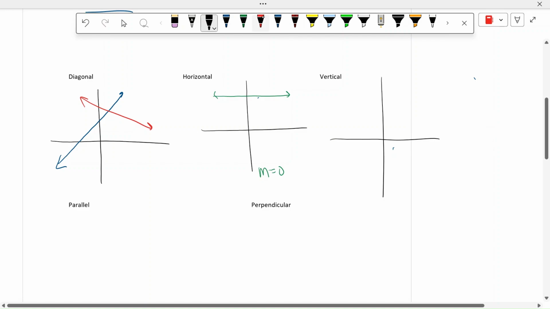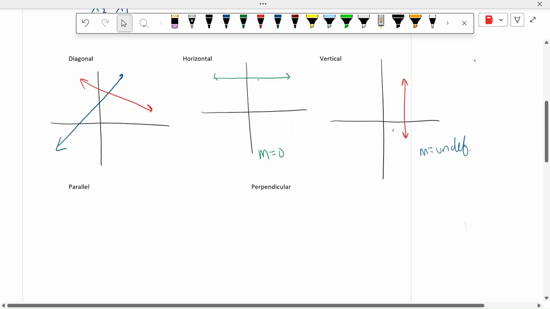If we have a vertical line like this red one, all of the points have the same x value top to bottom, and the slope of this line we would say is undefined. It has no slope. It would be some number divided by 0, which we can't do, so the slope is undefined.